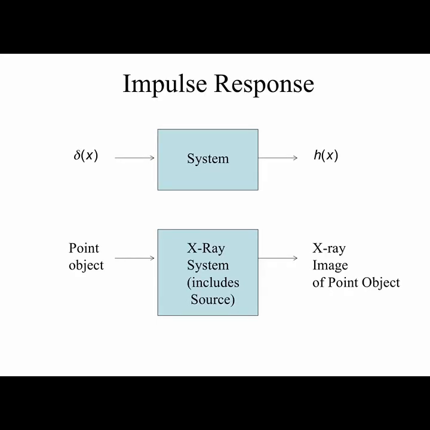So here's the basic idea: we put an impulse into a system, and we measure the impulse response. And h of x is obviously a very common choice for the impulse response, but you can call it anything. You can call it g of x, y of x, whatever. But h of x is used quite a lot. So for example, if it's an X-ray system, that means if you have a point source, a point object, then the impulse response is just the X-ray image of that point object. All right?